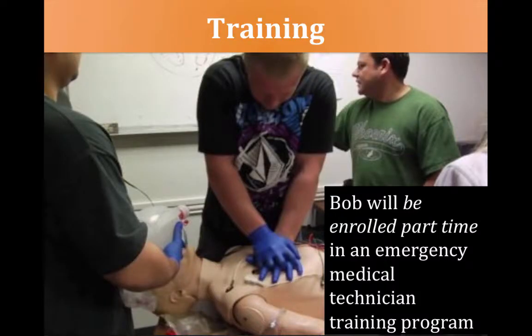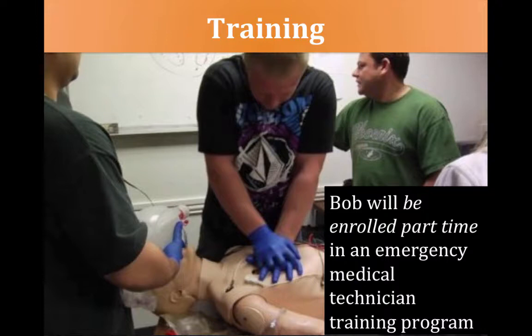So here's some examples of something that's measurable. Bob will be enrolled part-time in an emergency medical technician training program. Now, this would be a good goal statement for him once he leaves school. He's probably not going to do it while he's K-12, but this would be a good vision statement. While he's in K-12, you might have a goal that says Bob will be able to identify 3 different programs for emergency medical technician training. That's something he can work on now. That's something you can work on now.